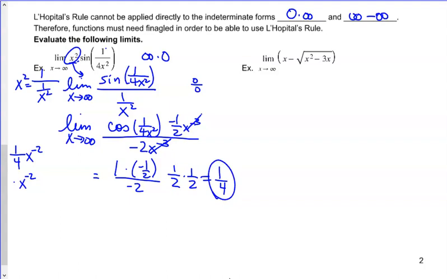Okay, or if you so choose to do extremes over means, when you have negative 1/2 over negative 2, you can do your extremes over means and still get 1/4. Okay? All right, very good.